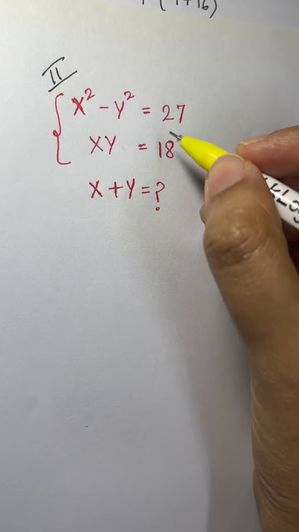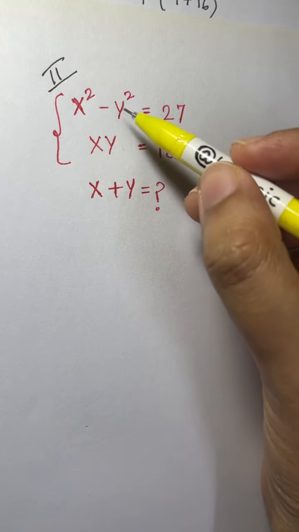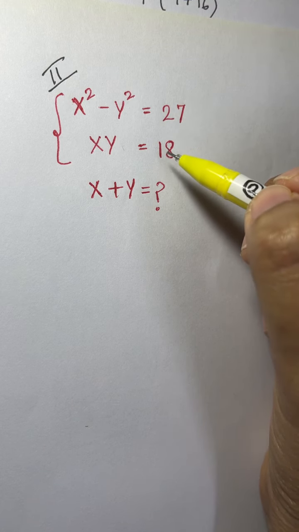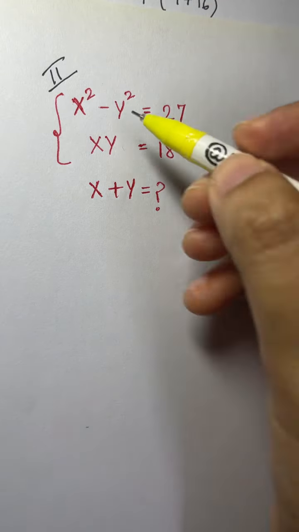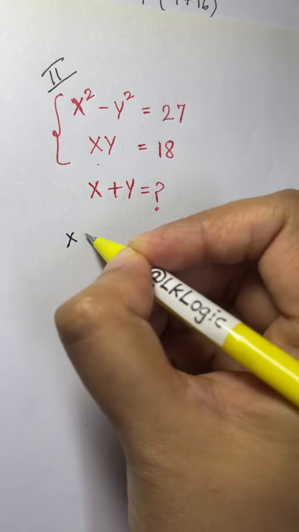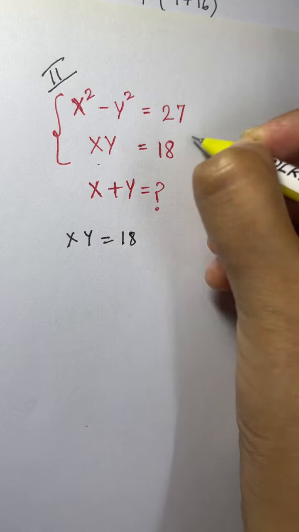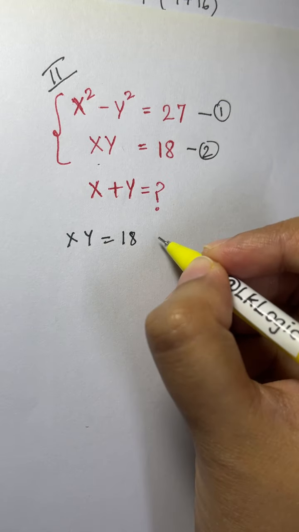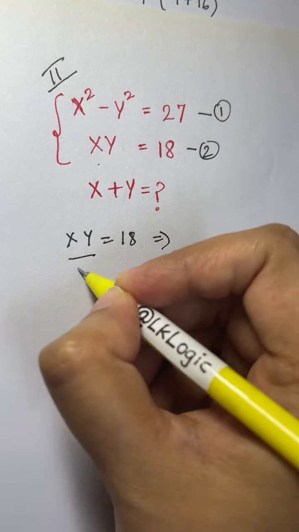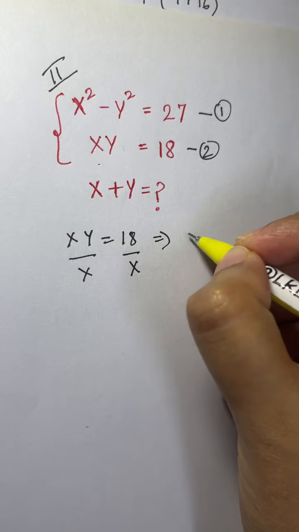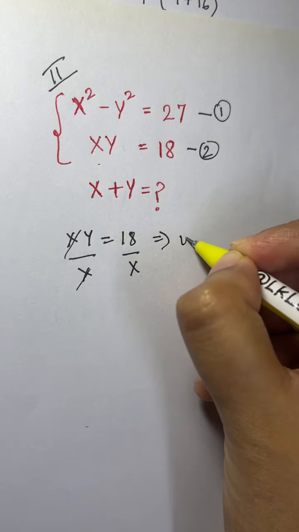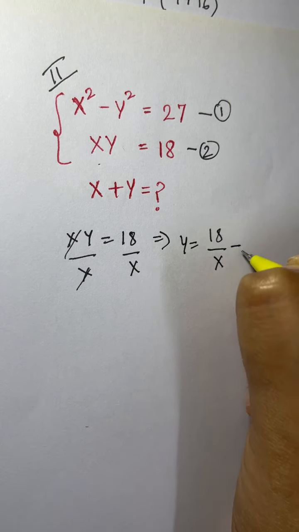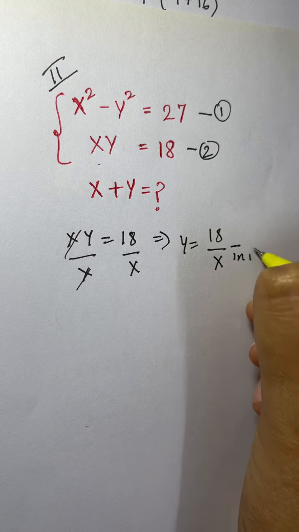Here what we have again, x squared minus y squared equals 27. We are going to use the substitution method in this. xy equals 18. Let me write it down: equations 2 and 1. From equation 2 we have this. So what is the value of y? Divide both sides by x. Cancel out. y is equal to 18 over x. Right? Substitute this in equation 1.